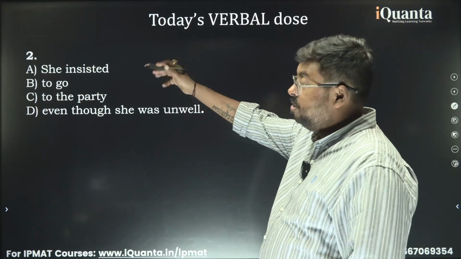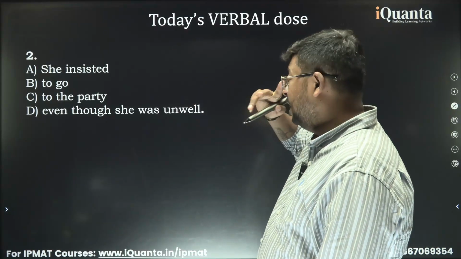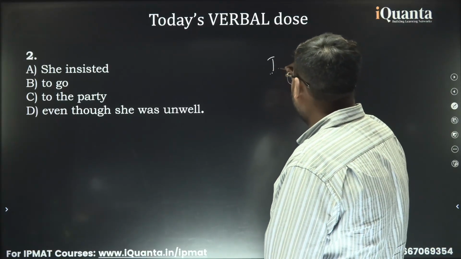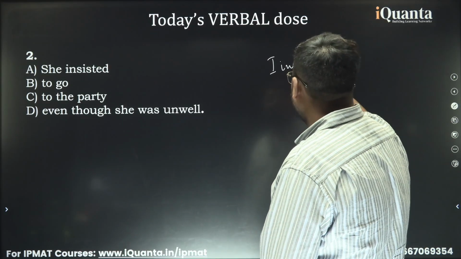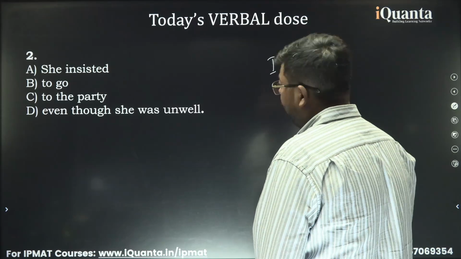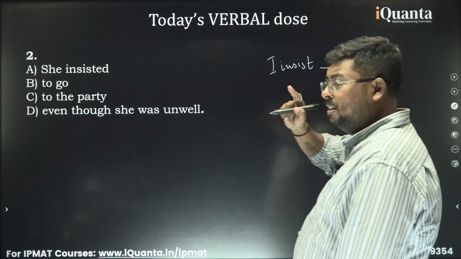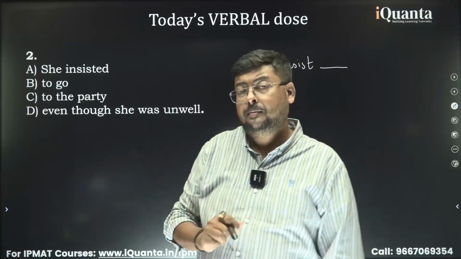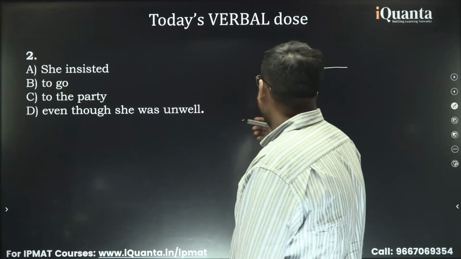She insisted to go to the party. Okay, now the thing out here is, look at it. I insist, dash, and then there is the object or verb, whatever it is. What is it that you would do out here? So when I use insist, it uses the preposition on.